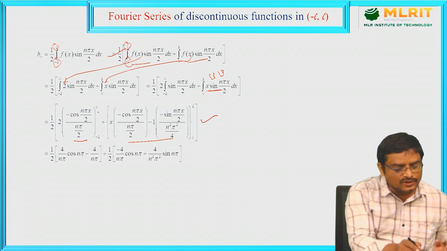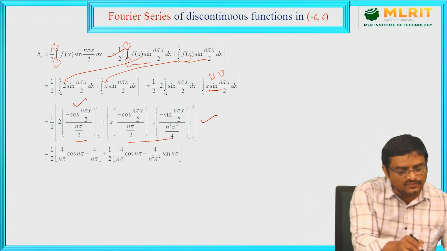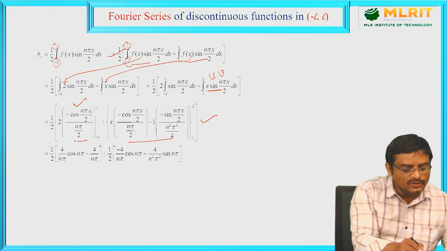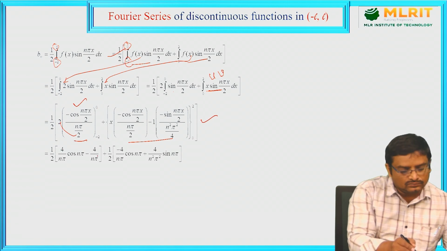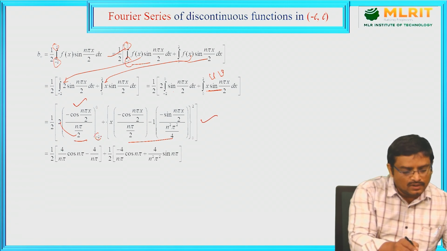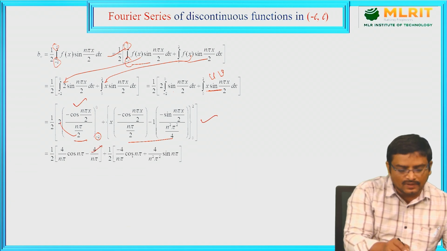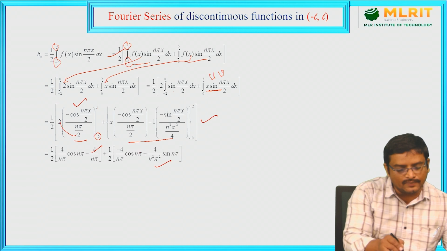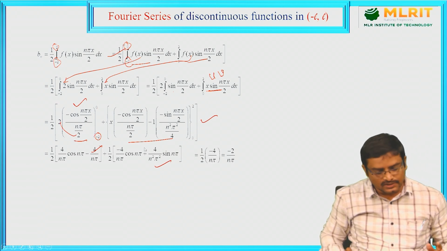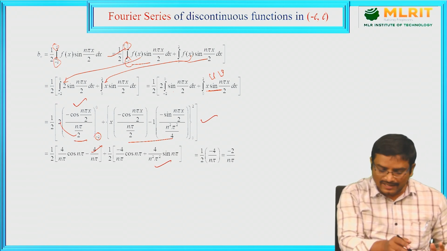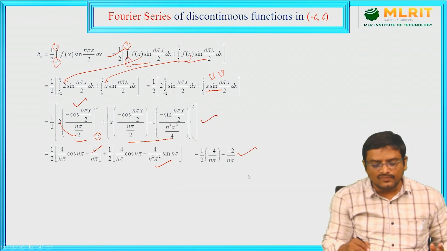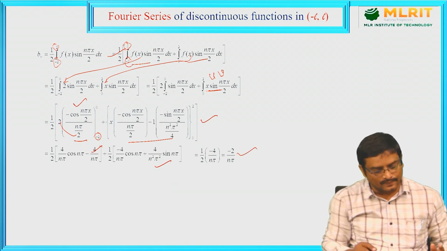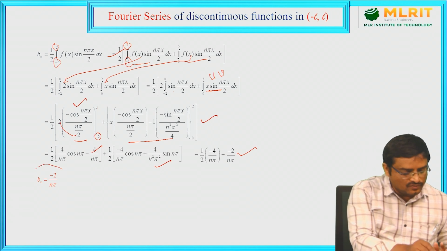So here if you substitute x is equal to 0 in this term, you will get cos 0, and cos 0 is 1. Now bring this denominator to the numerator, you will get 4 by n pi. And here if you substitute x is equal to minus 2, you will get this value 4 by n pi. Similarly you substitute the upper limit and lower limit in both cases, so you will get this. Finally, after the calculation and simplification, you will get the value minus 2 by n pi. So this is the value of bn here.